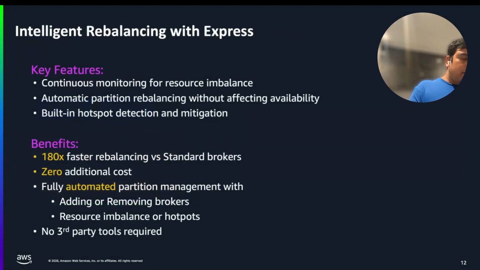We have launched a capability called auto intelligent rebalancing that allows you to continuously monitor the resource imbalance within the Kafka clusters and do automatic partition rebalancing without affecting the availability of the Kafka clusters. It continuously monitors the resources within the Kafka clusters, and if it sees a significant imbalance, it will automatically move some of the partitions from one of the brokers to the other brokers across the clusters.